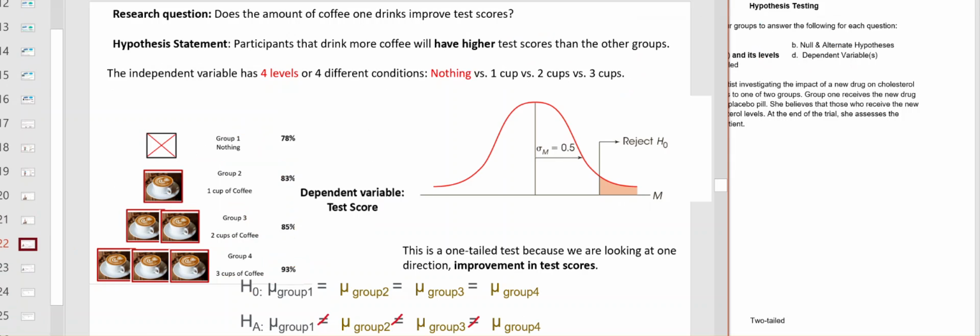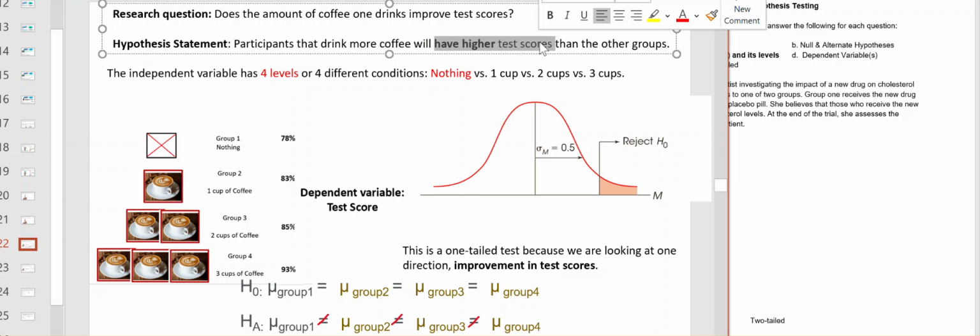Now, I probably should mention this because this is very important. If we are picking a direction for how we think things are going to go in the experiment, in this case, we think that if we drink more coffee, we'll have a higher test score. That's in one direction, the positive direction. And so if this is the average, we would expect our coffee drinkers would be on this side of the average rather than on this side.